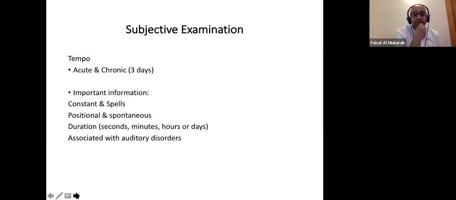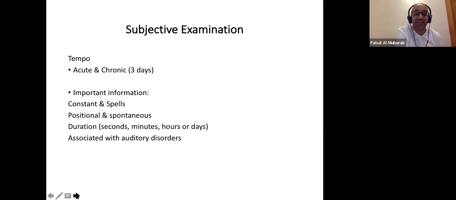Now, in here, the main symptom or the main sign that we're looking at is dizziness. We don't have pain. So remember when you deal with musculoskeletal patients, you ask the patient, how is your pain? Here, you don't ask the patient about their pain. You ask the patient about their dizziness. How is your dizziness? Okay.